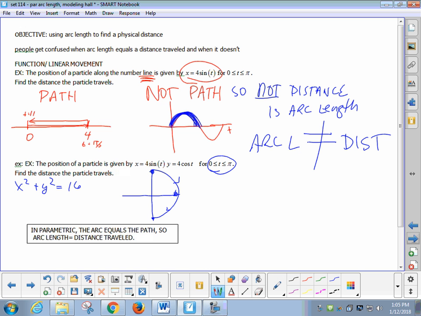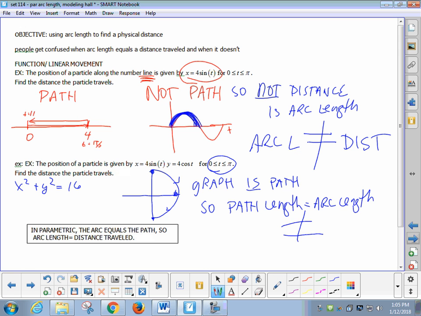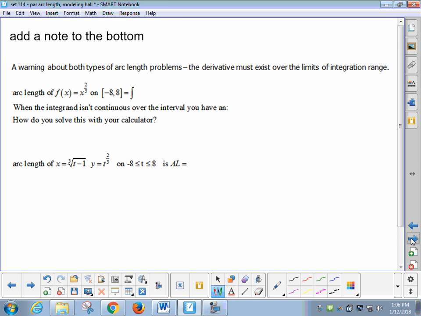All right. Now, this is the path. The graph is the path or the movement. So path length or arc length does equal distance. So if I want to know how far the thing traveling along this path went, then I could do the arc length here. Okay? With me? Okay.